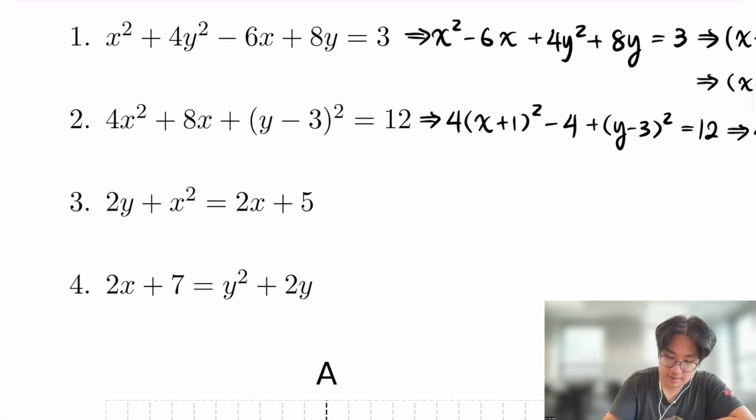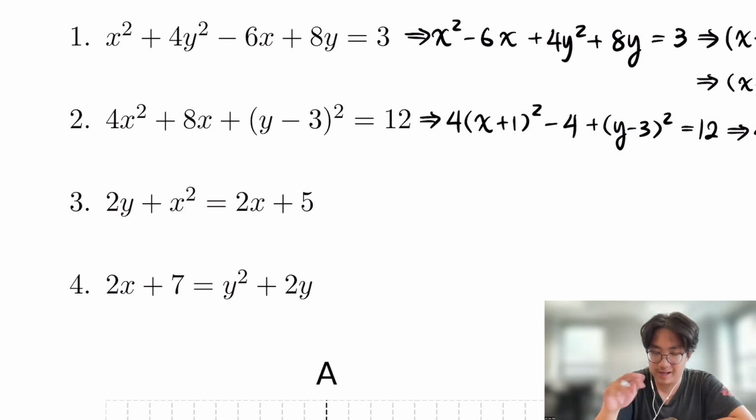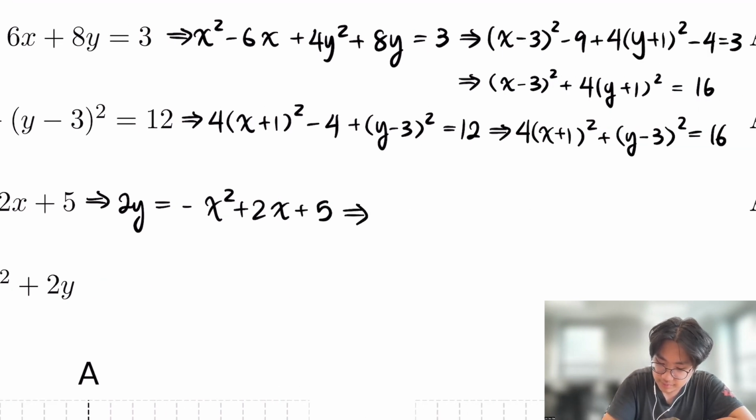For number 3, in this case, we notice that the x has multiple terms, x and x squared, and for the y, there's only just that flat linear y term. So if we rearrange this, we get 2y is equal to negative x squared plus 2x plus 5. And then from here, we just simply divide both sides by 2, just so it gets into the y is equal to something form. So y is equal to negative 1/2 x squared plus x plus 5 over 2.